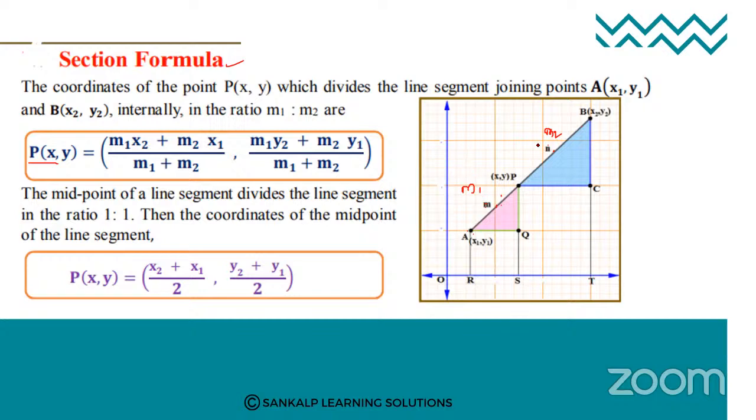Here it is in the ratio m is to n, or m1 is to m2. We can consider the line segment dividing in the ratio 1 is to 1. If it divides in the ratio 1 is to 1, then the coordinates of the midpoint of the line segment are P(x, y) = ((x2 + x1)/2, (y2 + y1)/2). Remember, x2 plus x1 divided by 2, y2 plus y1 divided by 2. It is also called the midpoint formula, when the line divides in the ratio 1 is to 1.